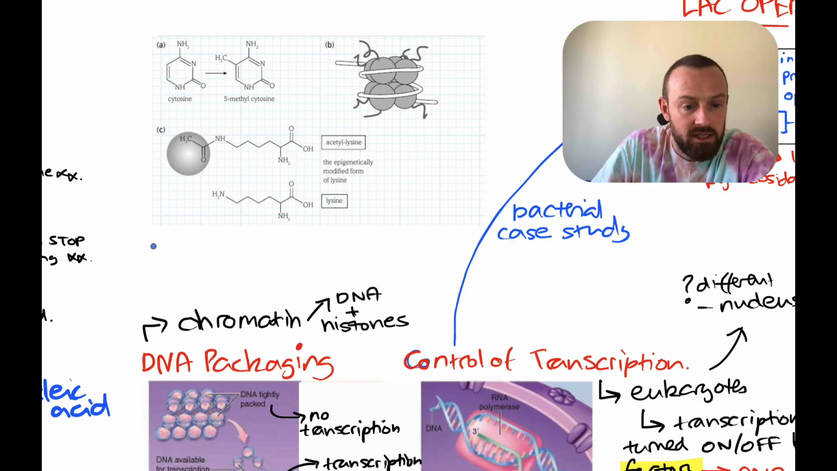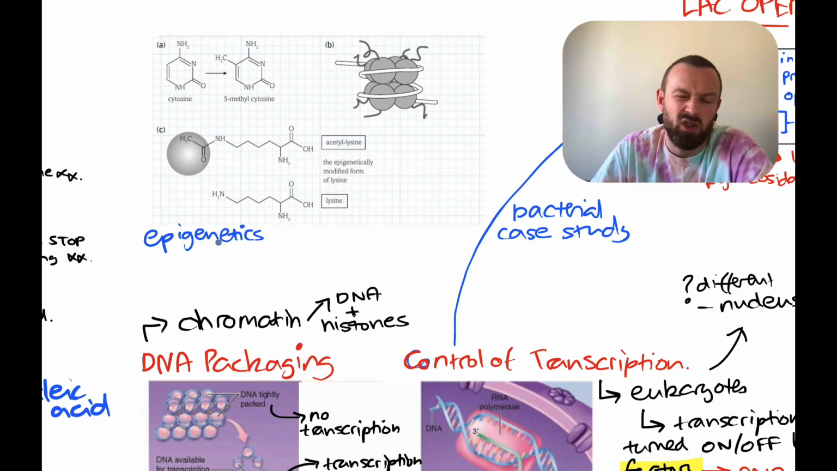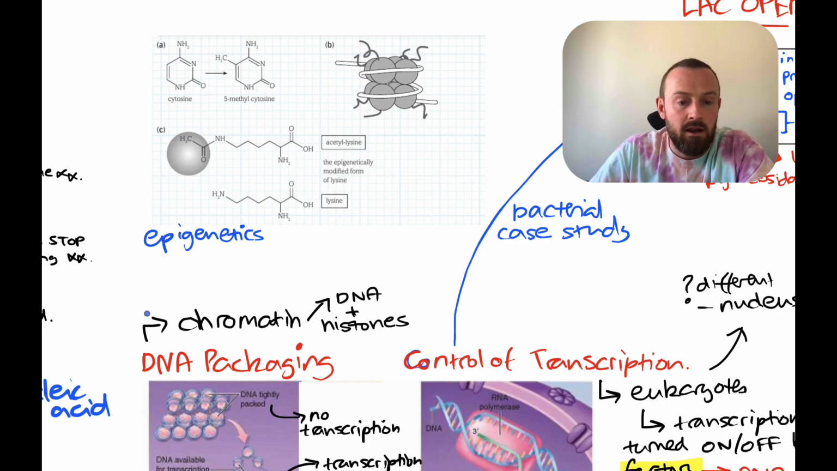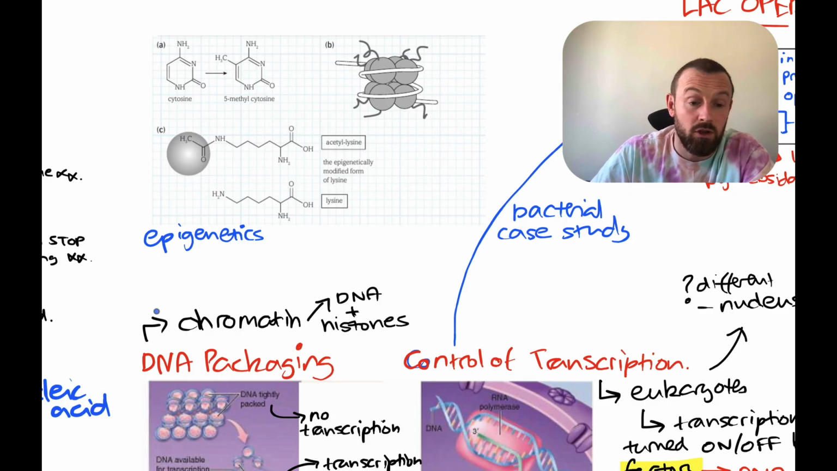So epigenetics is off syllabus, but in many textbooks it's mentioned as a frontier of research, and it is possible that you could get some questions on epigenetics as an application question if they gave you a bit of information and asked you to apply your understanding to it. So it's worth knowing about. It's also something that could come up at interview if you're thinking about doing biology or certainly biochemistry at university.